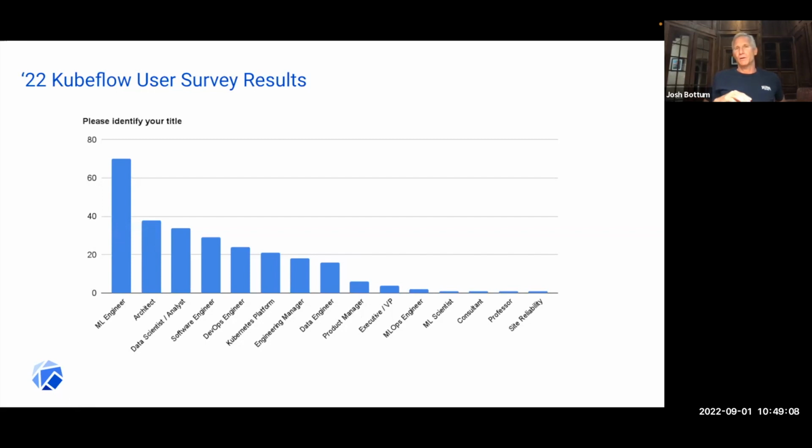I'm just going to go over a little bit of the user survey so we can line up why we do what we do at Kubeflow. We try to listen to what the end users say. And here you see, once again, in our third user survey, third annual, that ML engineers tend to be the most popular people giving us input, then architects, data scientists, this all makes sense, and then a host of engineers of all types: DevOps, Kubernetes, data engineers.